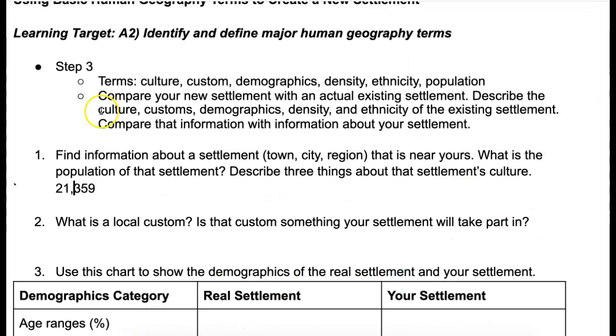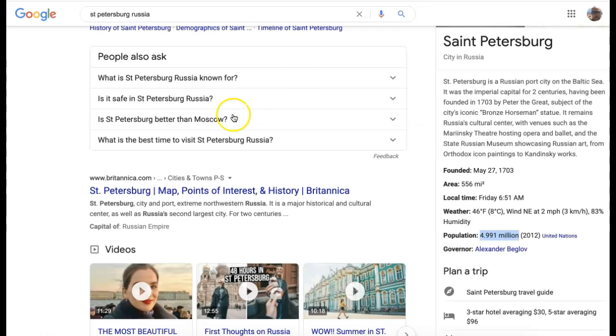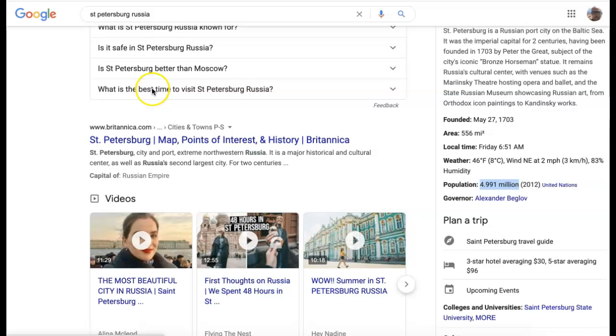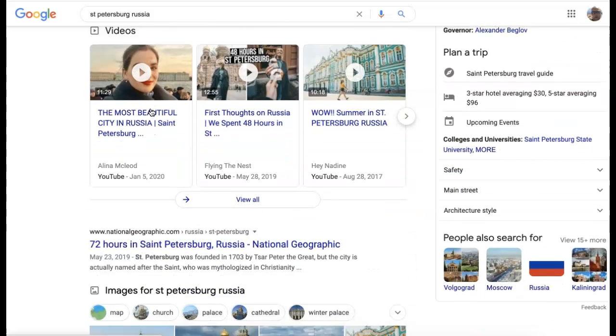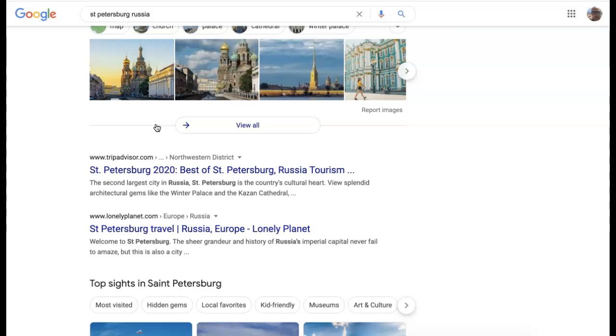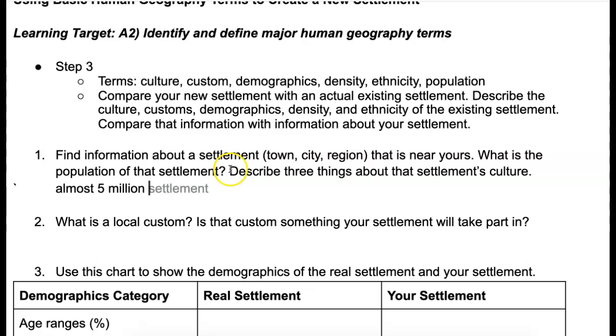So if I change this 21,000 to almost 5 million, now I can do some more exploration of St. Petersburg, whether it's in Wikipedia or it's in an encyclopedia, National Geographic. There's many places that I can find information about the culture of St. Petersburg. So that is number 1.